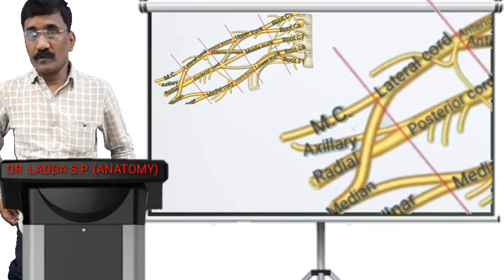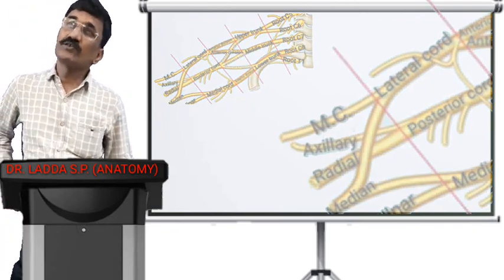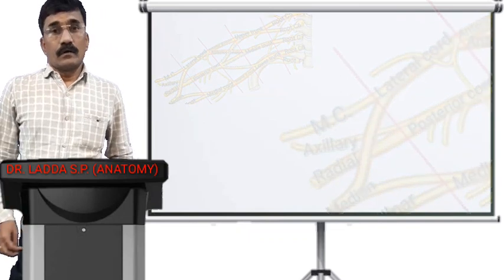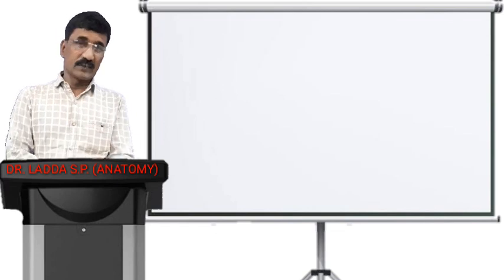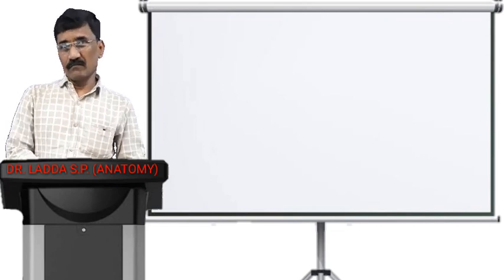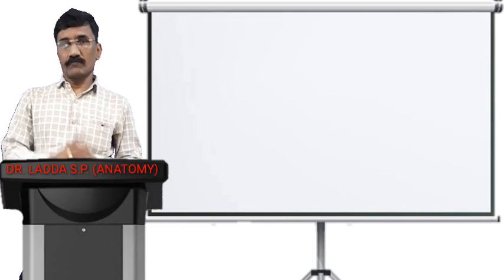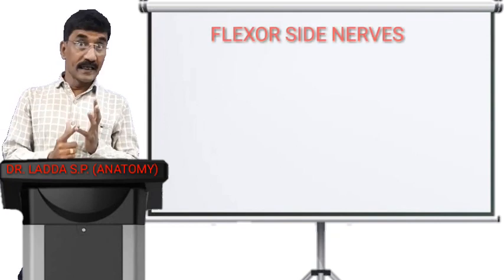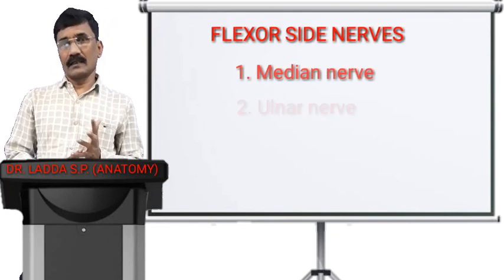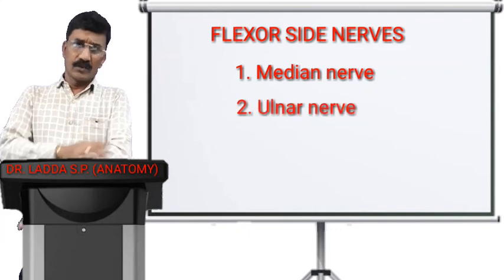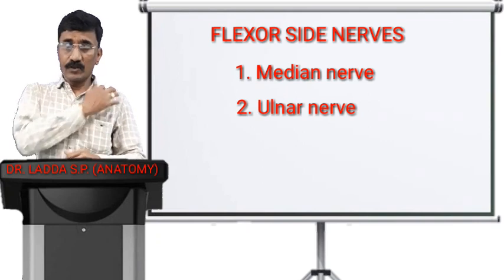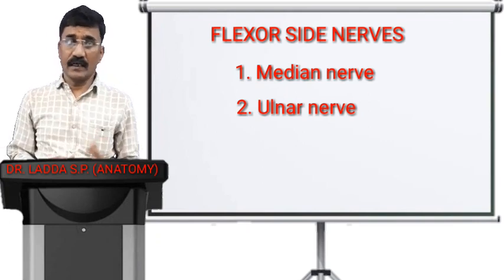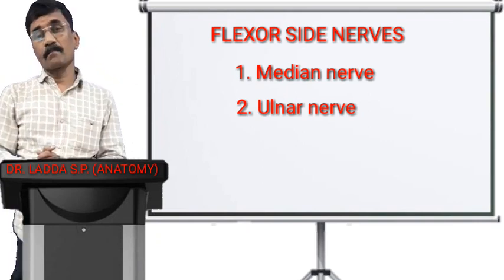every branch of the brachial plexus. Two branches are for the flexor side, and one nerve is for the extensor side. The flexor side nerves are median and ulnar nerve, and the extensor nerve is the nerve for the back of the hand, that is the radial nerve, and the remaining two are concerned with this portion, axillary and your musculocutaneous.